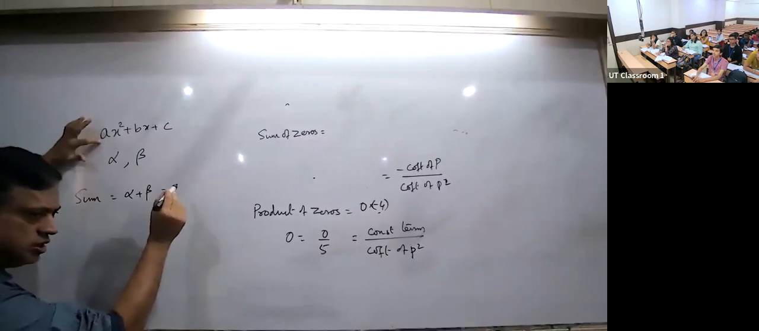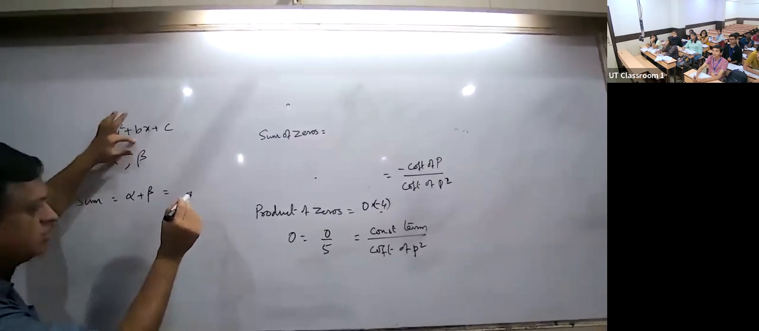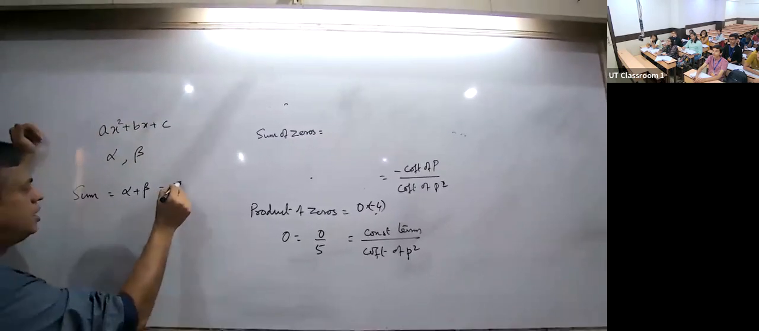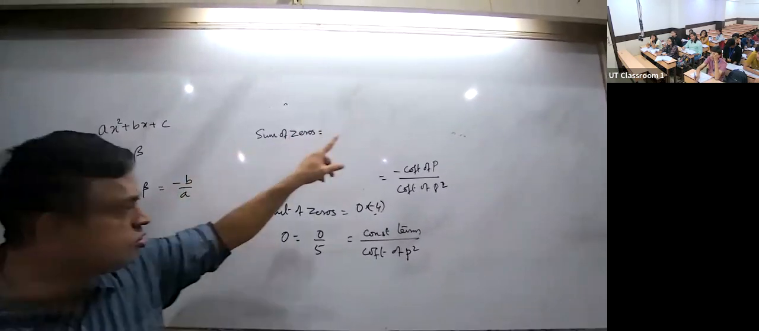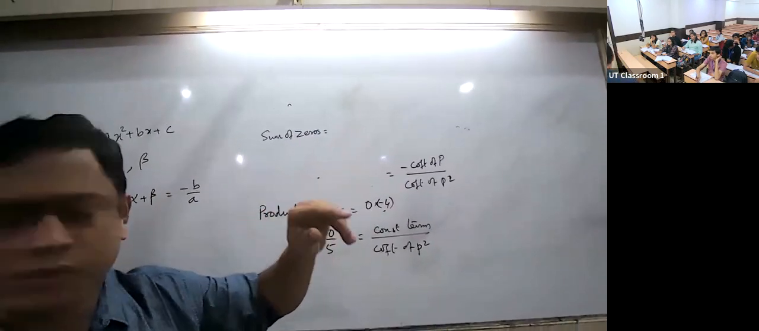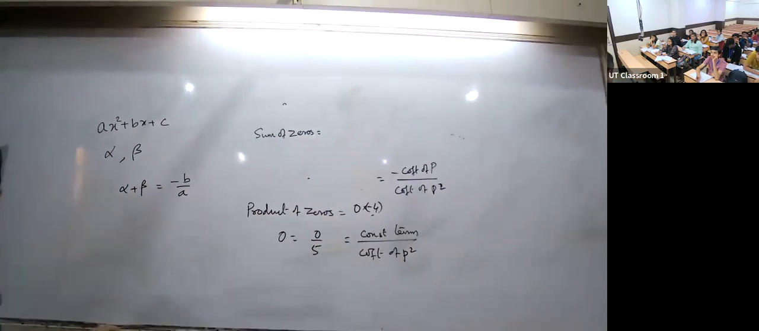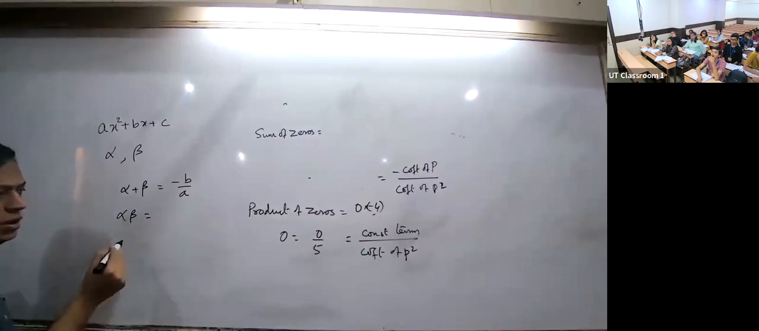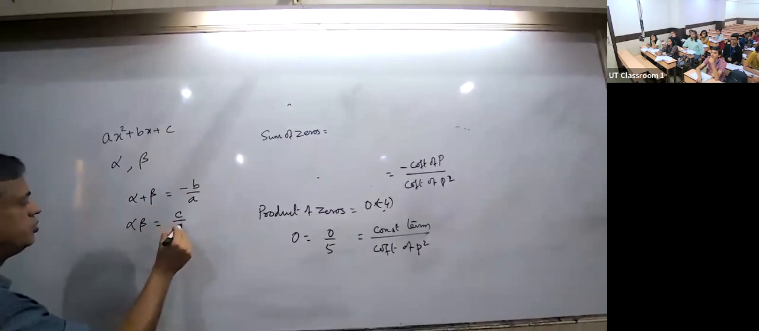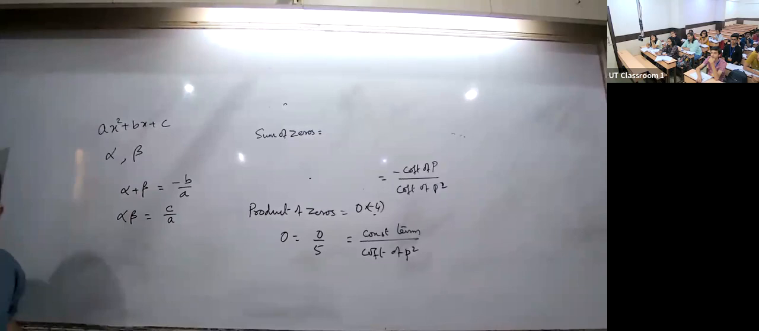Coefficient of x square is A. Coefficient of x is B. Constant is C. So this is minus B by A. Are you followed? Sum is equal to minus coefficient of x upon coefficient of x square. Product is the same as multiplying alpha beta. What is the formula? Constant upon coefficient of x square, C upon A. This is the standard formula.